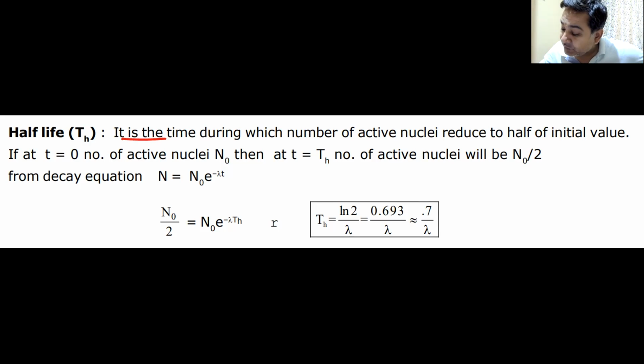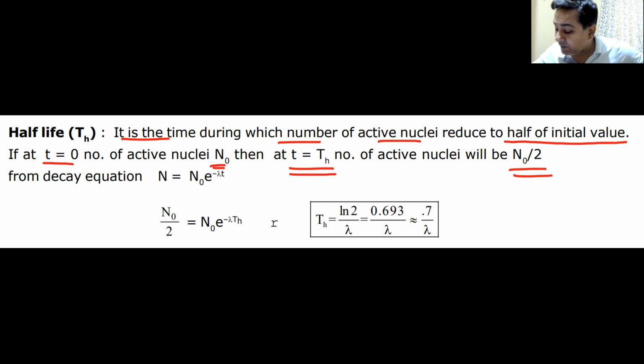Right now you understand what half-life is. It is the time during which the number of active nuclei reduces to half of the initial value. To write this: at time t equal to 0, the number of active nuclei is N naught. At time t equal to T half, standing for half-life, the number of nuclei will be N naught by 2. So this is the equation. These are the two equations that you must remember for half-life.